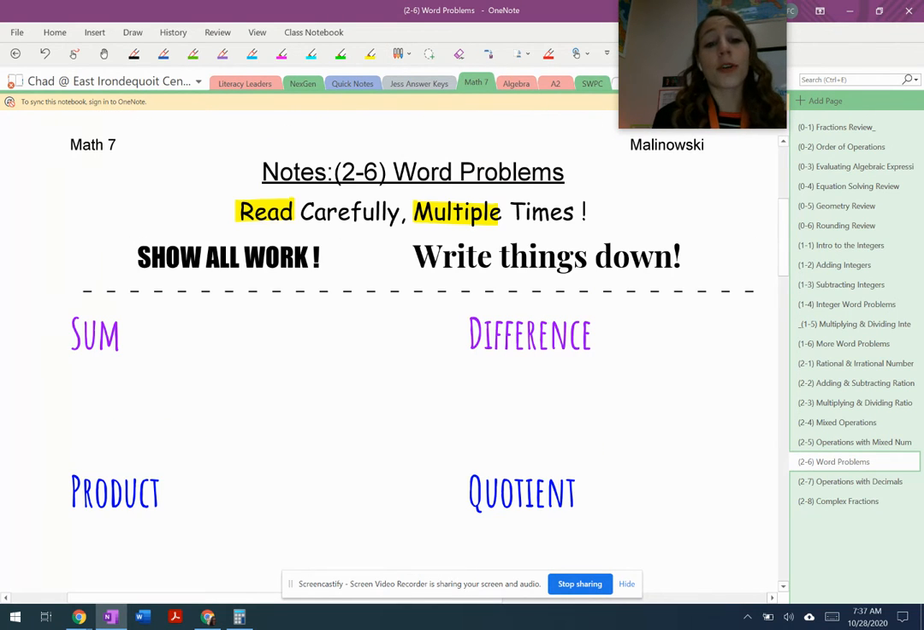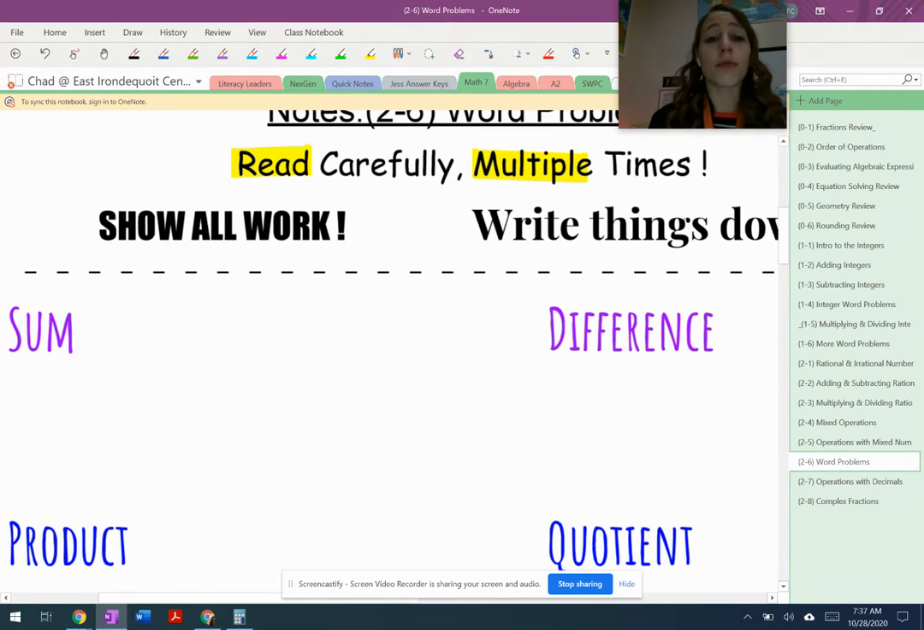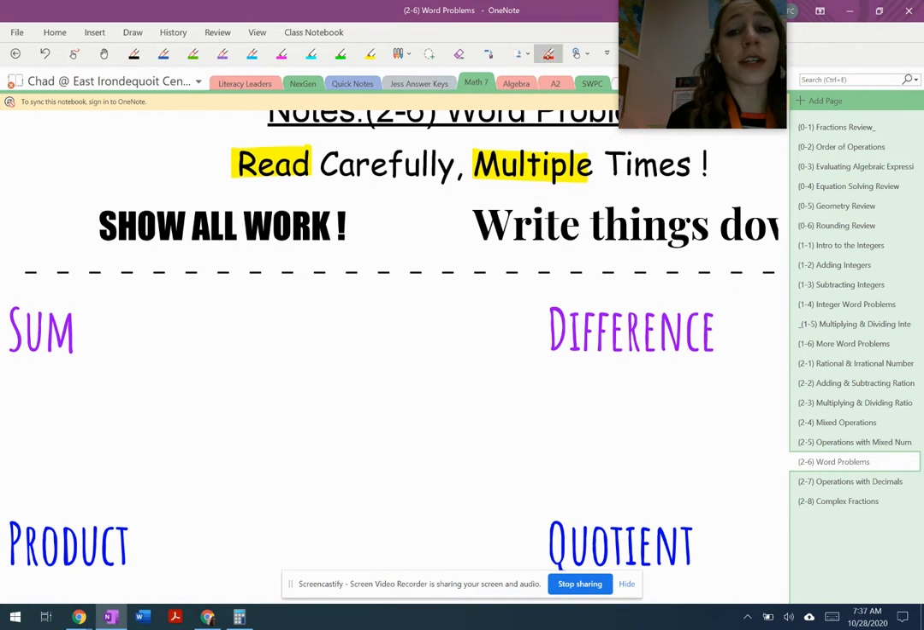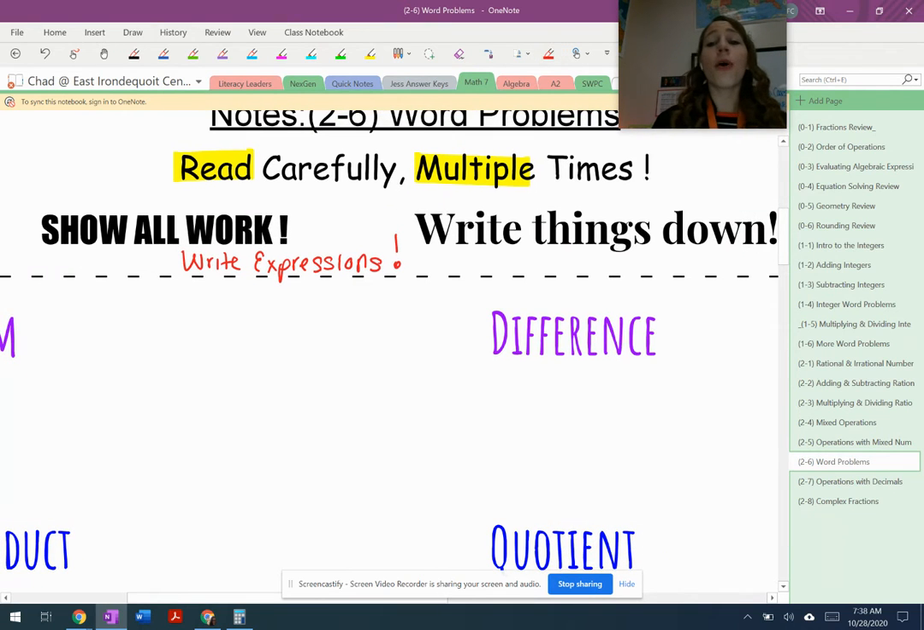You'd hate to lose credit on something like that. So some more things with word problems. Show all work, write down that expression. Don't forget to write down the expressions. Write things down, if you know what something means, any kind of information you could give me can allow me to give you some partial credit. Write things down so you can earn partial credit.